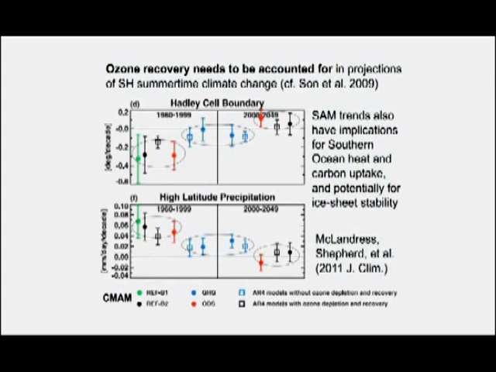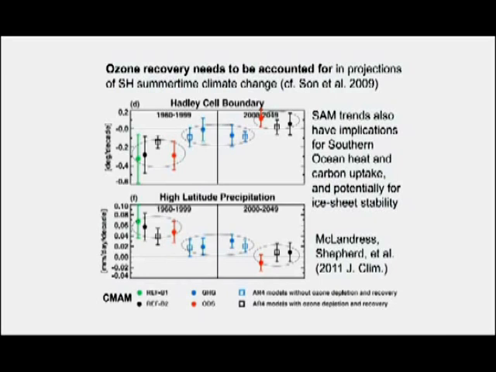The effects actually are not just on the surface winds. They're actually on the Hadley cell boundaries. This is the edge of the tropics, essentially, the 30 degrees or so. And it turns out that the ozone hole has an effect on the southern edge of the Hadley cell, which has implications, of course, for descent of dry air and so on.